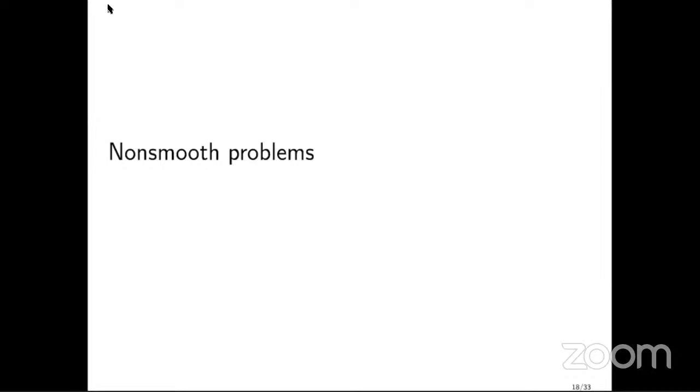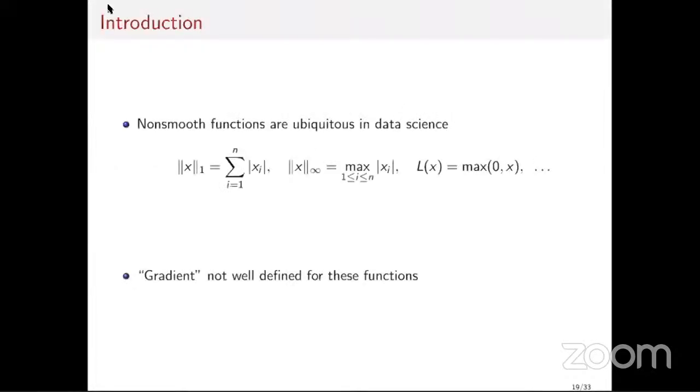But in many problems in data science and otherwise, we face objective functions or constraints that are not smooth, where the notion of gradient or derivative is not well defined. I gave some examples in the first session. For example, the lasso problem, where you want to solve a least squares problem, but with a certain regularization to ensure that the solution is sparse. We saw that we used an L1 regularization term.